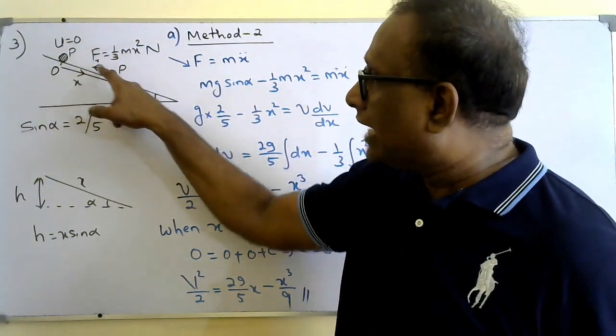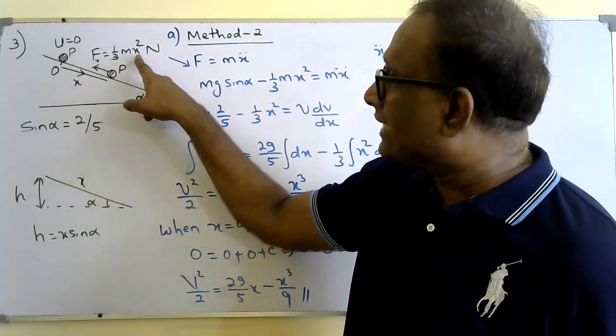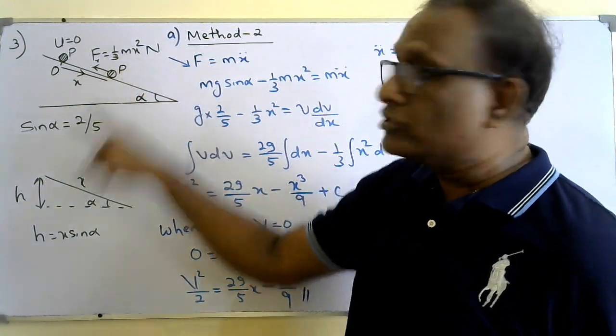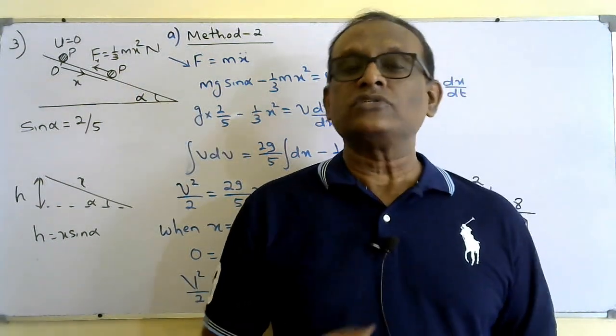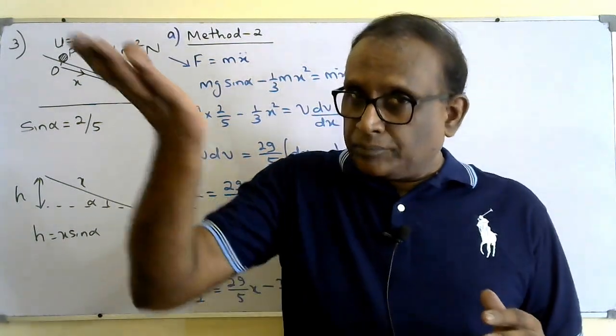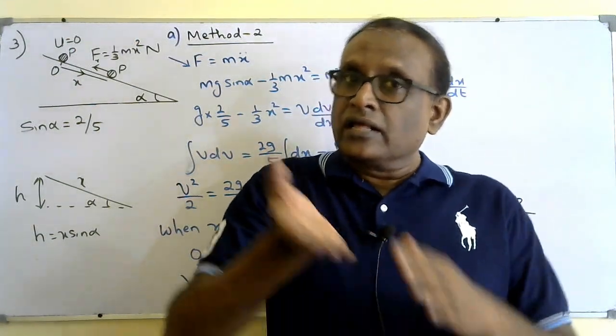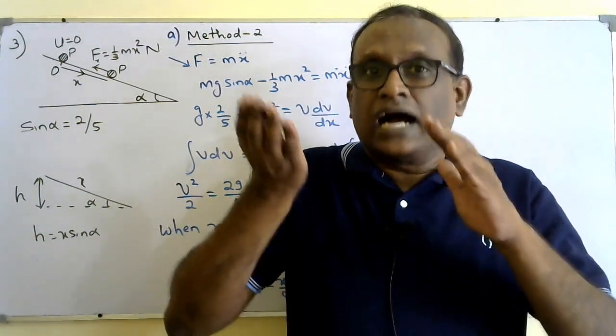So when it moves down, x will increase. When x increases, the opposing force is going to increase, is it? The opposing force is going to increase. So when the particle moves along the plane down, the weight remains unchanged.